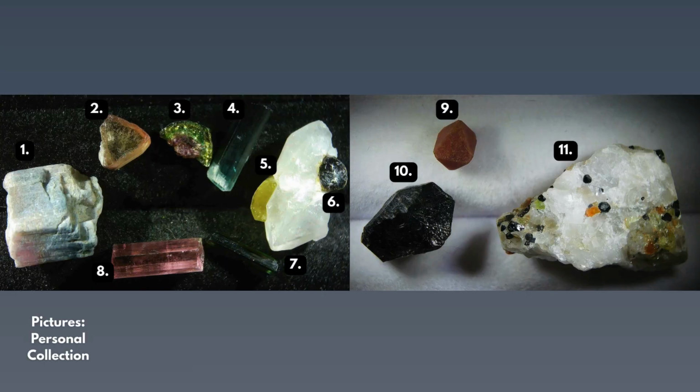In the first picture, we have different types of tourmaline. Number 1 is elbaite, number 2 is dravite, 3 is lidicotite, 4 is indicolite, 5 is another elbaite, 6 is schorl, 7 is verdelite, and 8 is rubellite, all of which have different colors based on different elemental impurities, but are all still tourmaline. And then in the second picture, we have different spinel group minerals. Number 9 is a regular spinel, number 10 is a hausmannite, and number 11 has a lot of things, but the black bits are franklinite, which is in the spinel group.